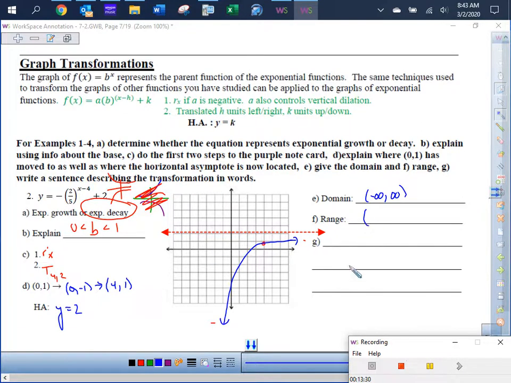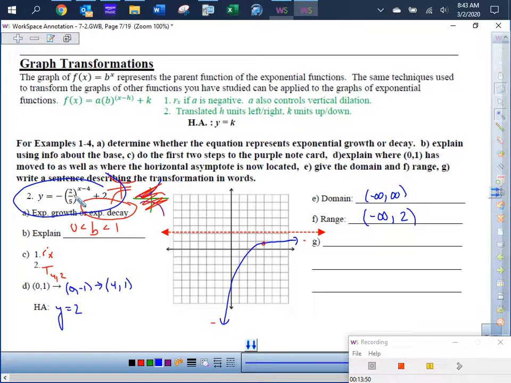What's the range, though? How low does this guy go? Negative infinity, and then the height goes all the way up to our asymptote of 2 in that case, and it's not included because you can't touch it. Then let's strip this guy down to the parent function. It's y equals base to the x, right? So this would be y equals what to the x? 2/5. Right, y equals 2/5 to the x.